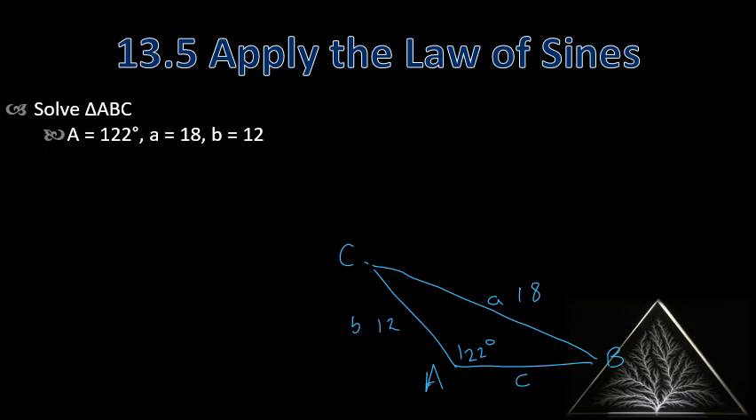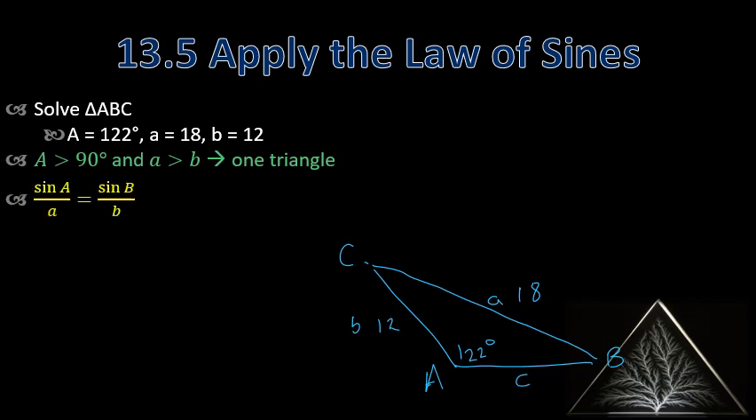All right, so let's see how many solutions there are. Angle A is greater than 90 degrees, and side A is greater than side B. So if you go back to those 6 different cases that are in your book listed out, that means there is one triangle. So we just solve it like we did the other law of sines problems. I know the A's, and I know one of the B's. So I'm going to go sine of A over A equals sine of B over B.